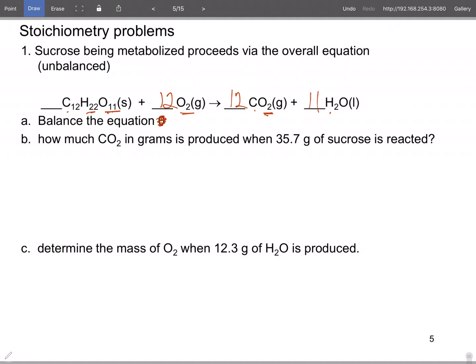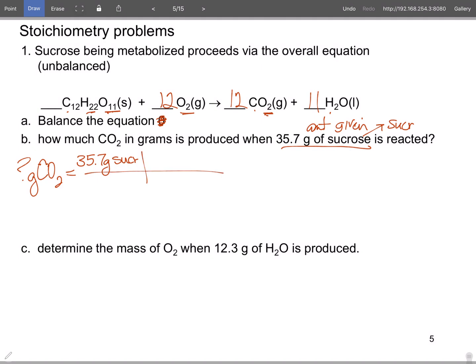Okay, so then the next question is how much CO2 in grams. So how many grams of CO2 are produced when 35.7 grams of sucrose is reacted? So this is the amount given, so we're going to start with it. 35.7 grams. And I don't really want to write sucrose out, so I'm going to call it SUCR. And you can do that in your work as long as I know what you're calling stuff.